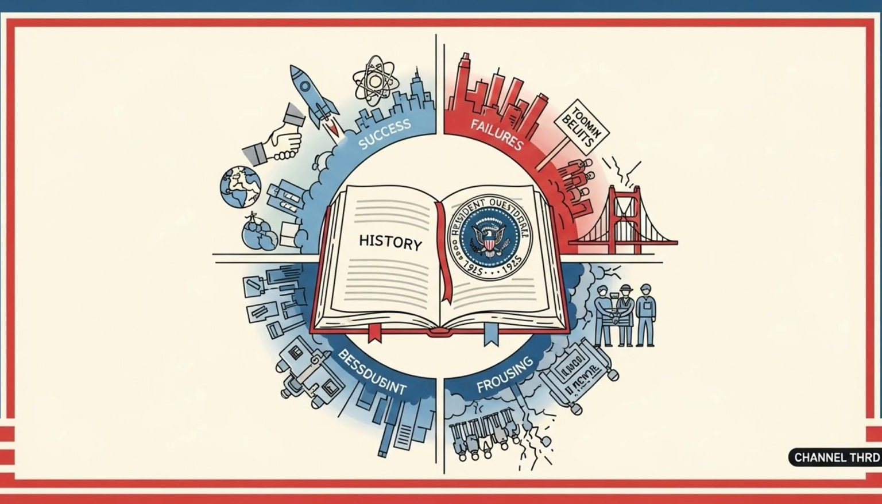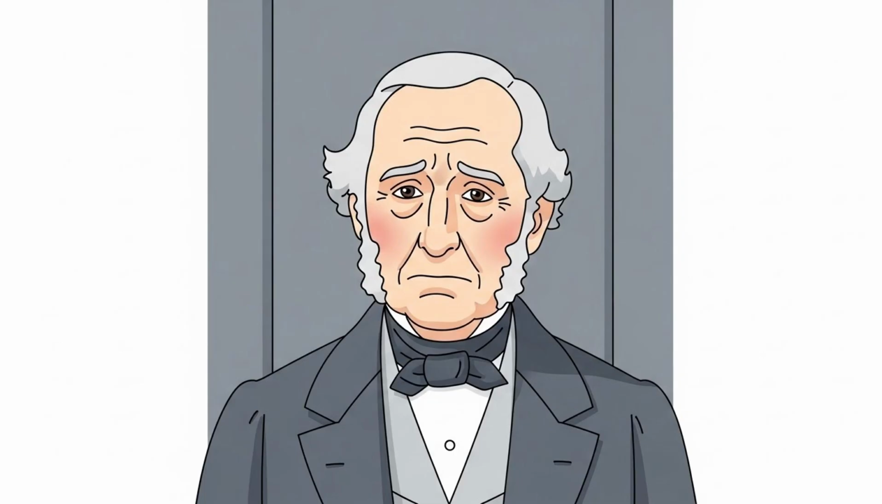Let's start with one of the most consequential disasters in American history, James Buchanan and the road to civil war. In 1857, Buchanan became president at a moment when the nation desperately needed strong leadership. The question of slavery's expansion was tearing the country apart. Buchanan, a Northern Democrat sympathetic to Southern interests, believed he could preserve the Union through compromise and appeasement.